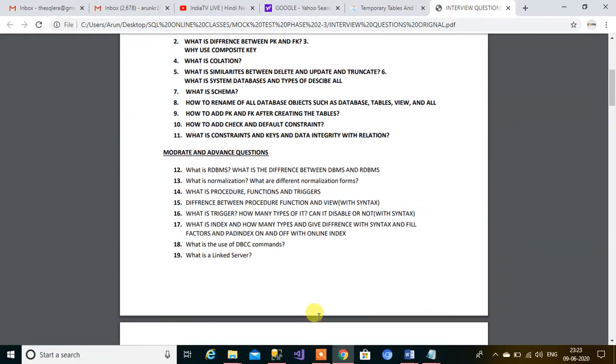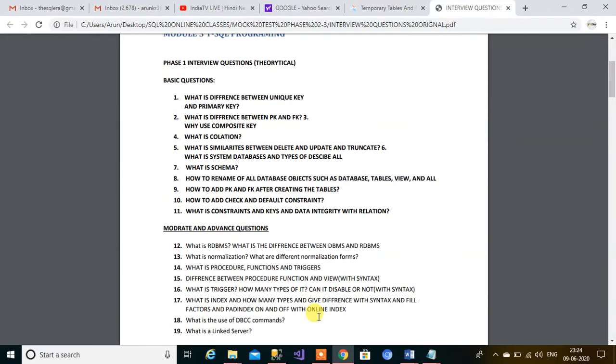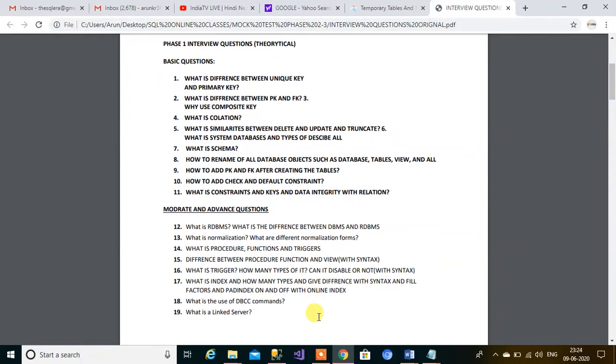You can see the moderate and advanced questions. In the moderate and advanced questions, what is RDBMS and what is the difference between RDBMS and DBMS? This is also a basic question related to database concepts. And in the 13th question, you can see what is normalization and the different kinds of normalization. This is related to database concepts.